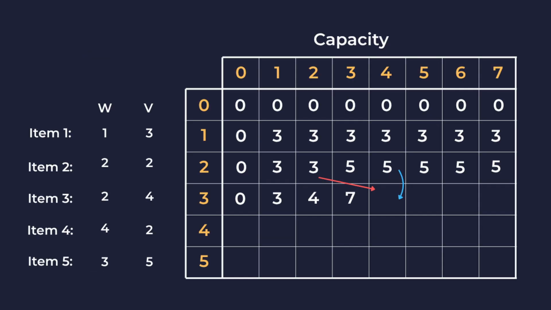For capacity 4, nothing changes, so the value stays 7. For capacity 5, the value is improved to 9. The rest of the row continues with 9. For the last 2 rows, I'll show you an animation. There's no voiceover, so watch carefully.